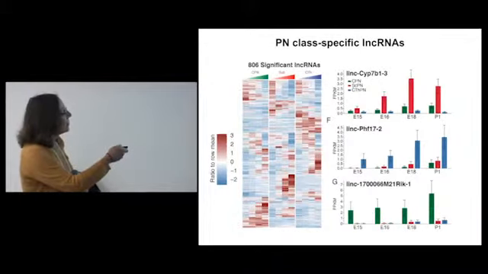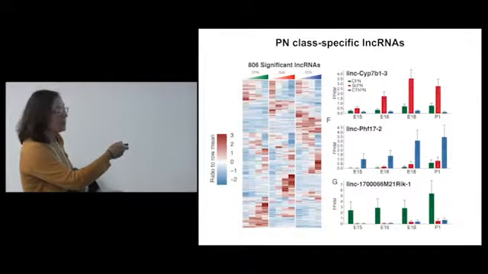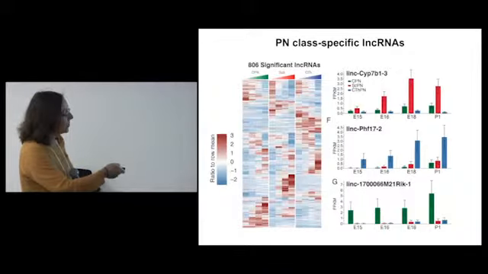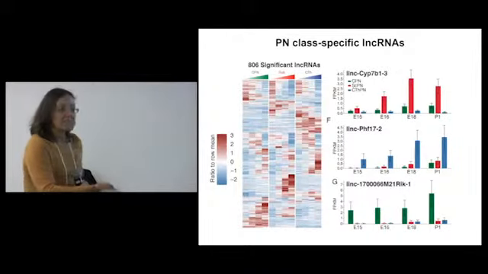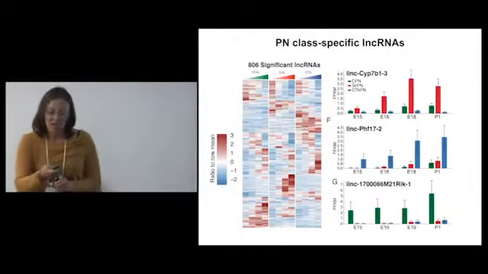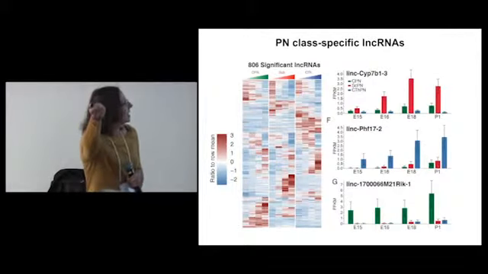So here is an example of a lncRNA that is specifically expressed in the red cells, which are the subcerebral neurons. Here is an example of one expressed in the corticothalamic neurons, and this is another one expressed specifically in the callosal neurons, and these are just examples.